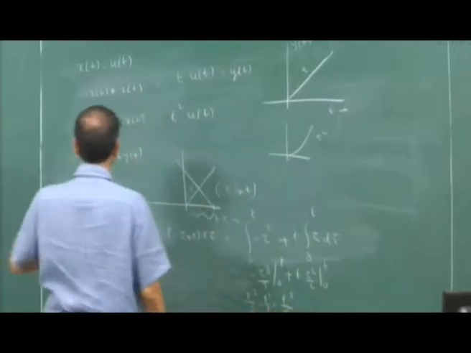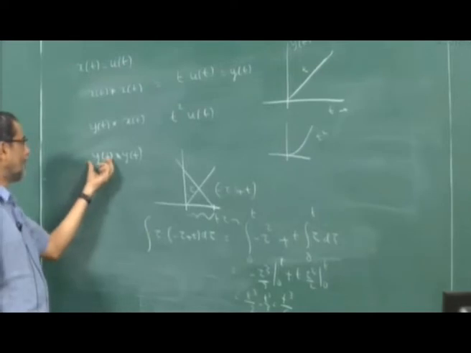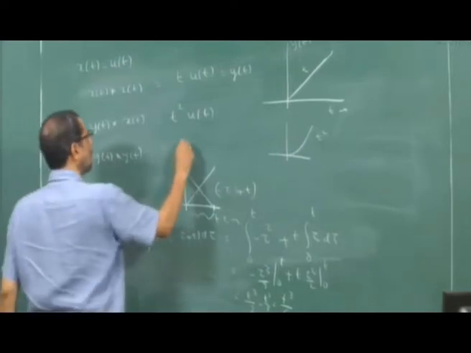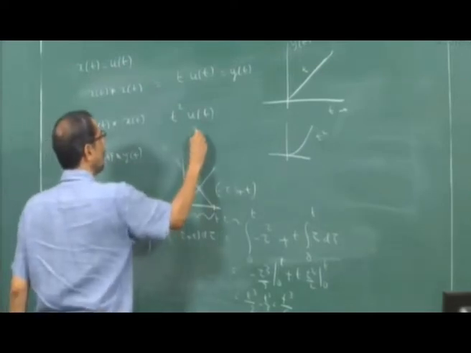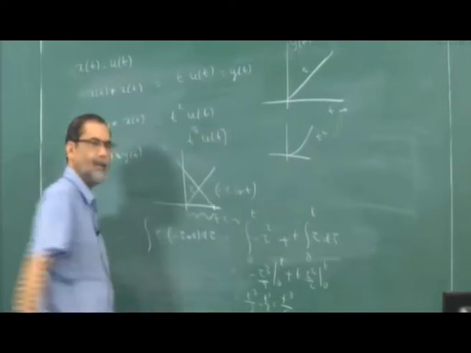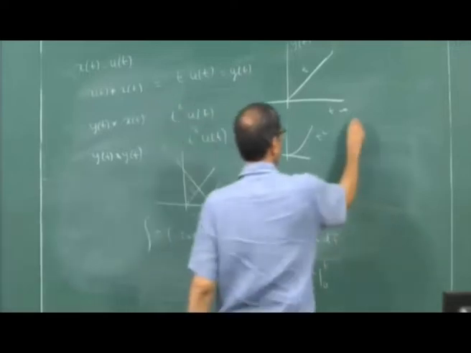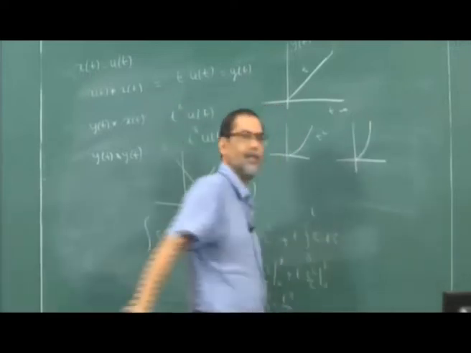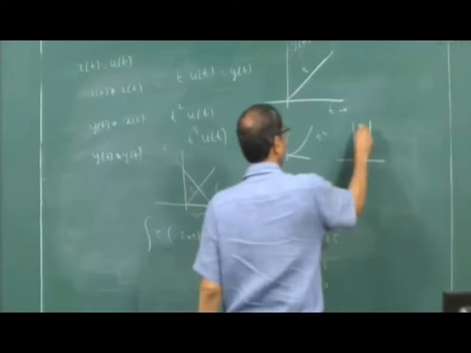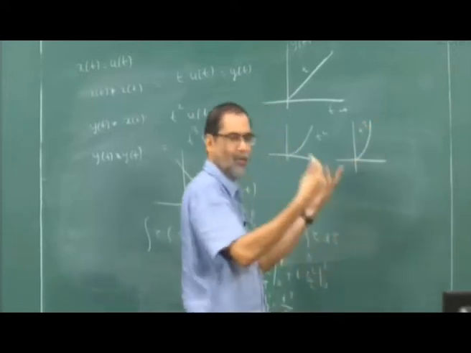Okay, so good. So when you convolve a ramp with a ramp, you probably get t cube by 6 u of t, a rapidly increasing function in the positive direction of time. We can go on doing this.